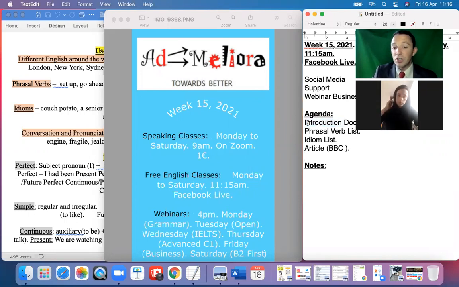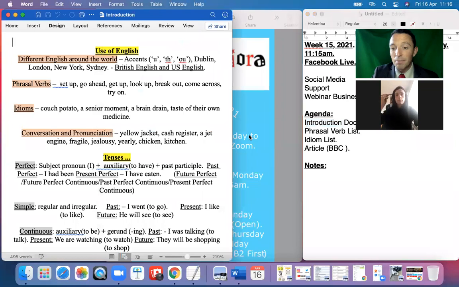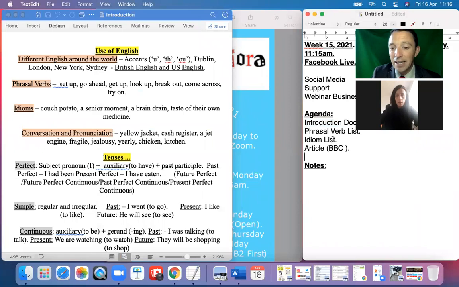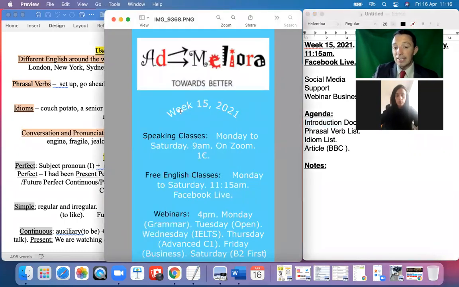Okay, so this is the introduction for the grammar. On the left, this is the most important document. After the introduction, we will continue with a list of phrasal verbs and a list of idioms. And also we have an article from the BBC to analyze some vocabulary and to analyze some expressions. But first, this is the schedule for the week.